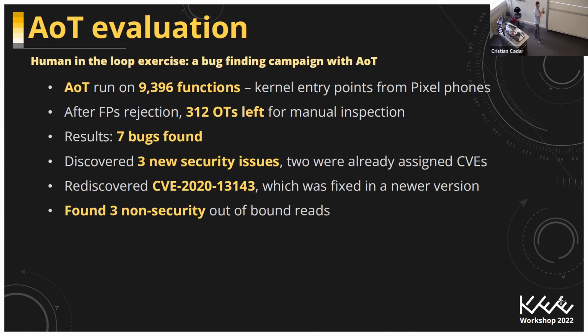Then there was the data flow sanitizer filtering, which left over 312 of the soft targets to review. And after manual review, we found 7 bugs. 3 of them were new security issues, which will be assigned CVEs. 1 was an old CVE, which is already fixed in the newer release, and 3 of them were non-security issues, which we believe is a good result because it's a high-profile target and also very well tested.